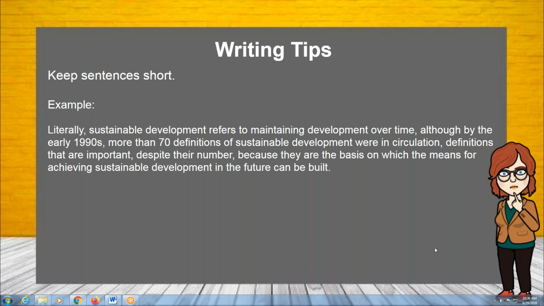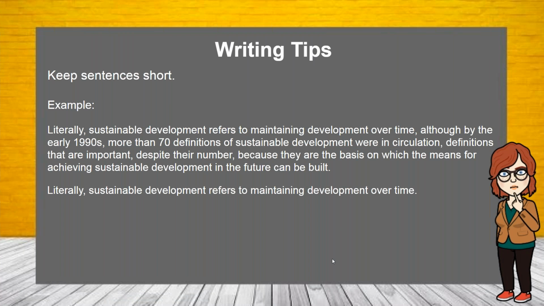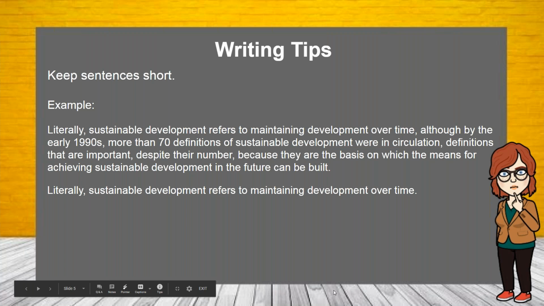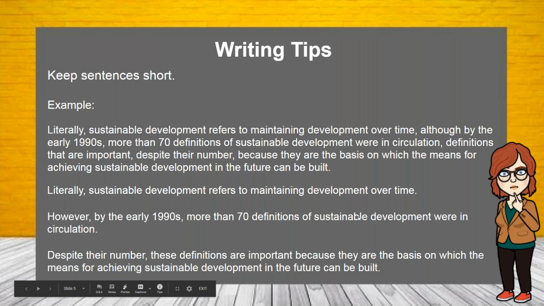So let's break it up into a few more sentences. So our first sentence, literally, sustainable development refers to maintaining development over time. Then, however, by the early 1990s, more than 70 definitions of sustainable development were in circulation. And then our last sentence, despite their number, these definitions are important because they are the basis on which the means for achieving sustainable development in the future can be built.